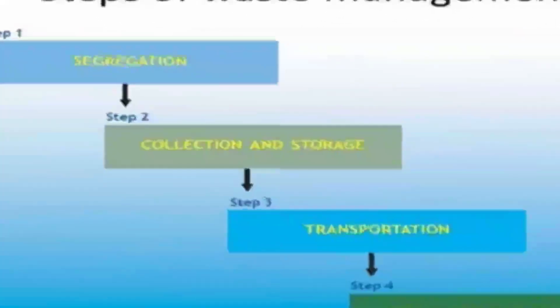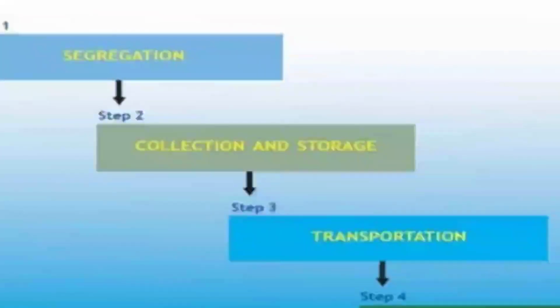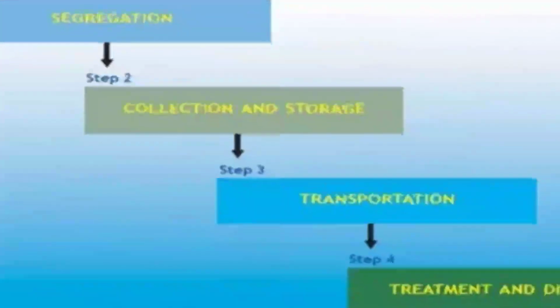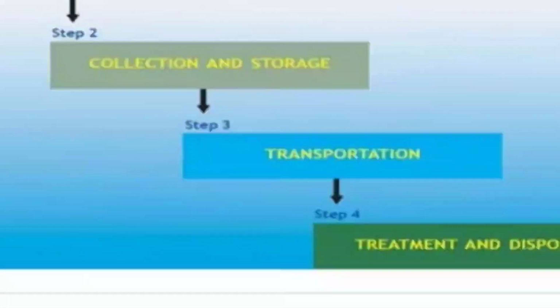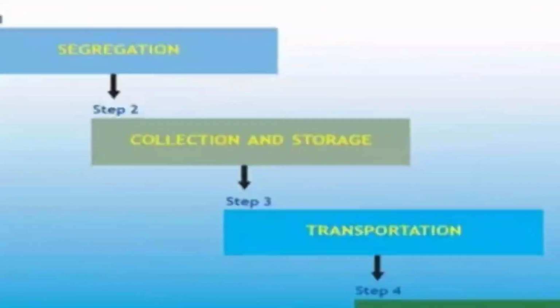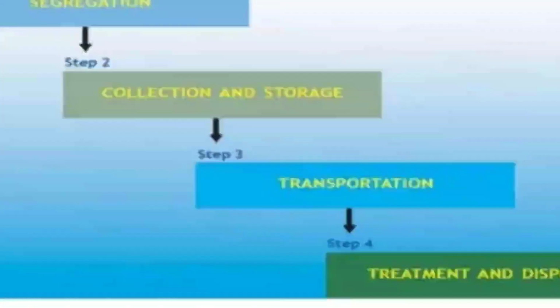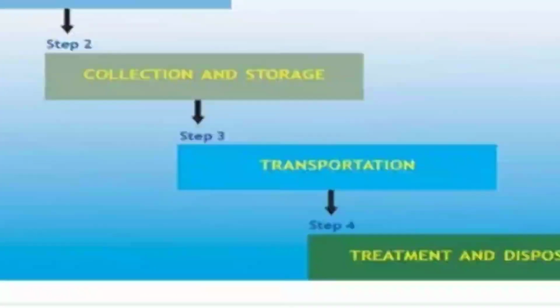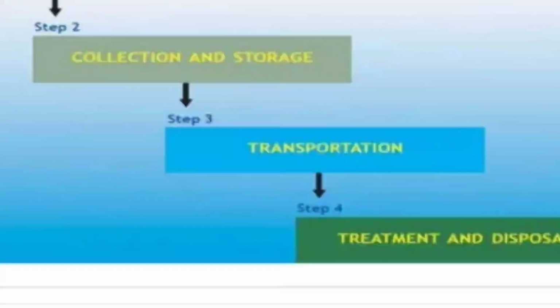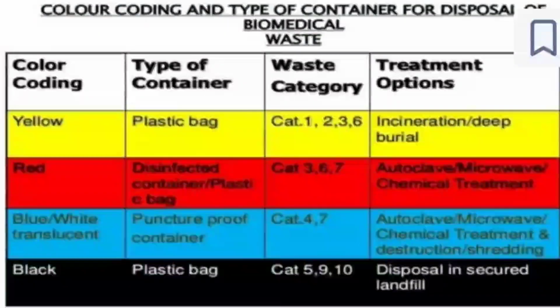So how you have to do. Step 1 is segregation, next step is you have to collect and store it, third step is transportation, and finally the fourth step is treatment and disposal. So the first step is segregation, second step is collection and storage, third step is transportation, and fourth step is treatment and disposal. Next we will see the color coding and type of container for disposal of biomedical waste.